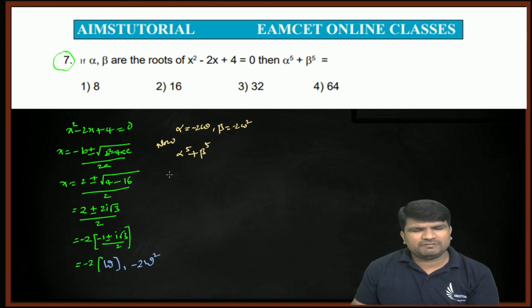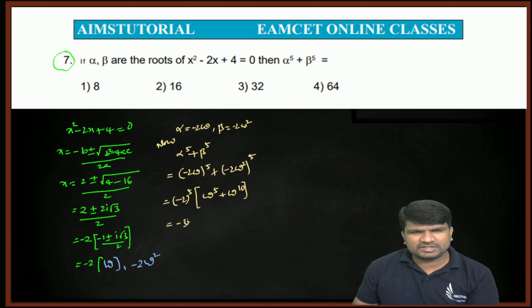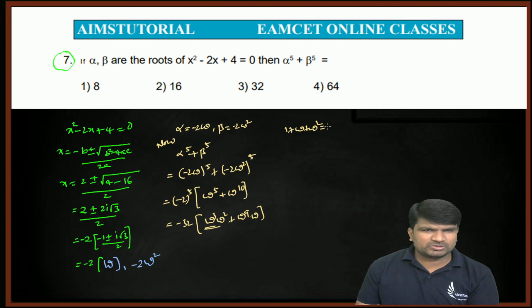So alpha power 5 means minus 2 omega whole power 5. Beta means minus 2 omega square whole power 5. So minus 2 whole power 5 common, omega power 5 plus omega power 10. Minus 2 power 5 is minus 32. Omega power 5 means omega power 3 into omega square. And for 10 we are writing 9 into omega. So we know that if 1, omega, omega square are the cube roots of unity, 1 plus omega plus omega square is 0.